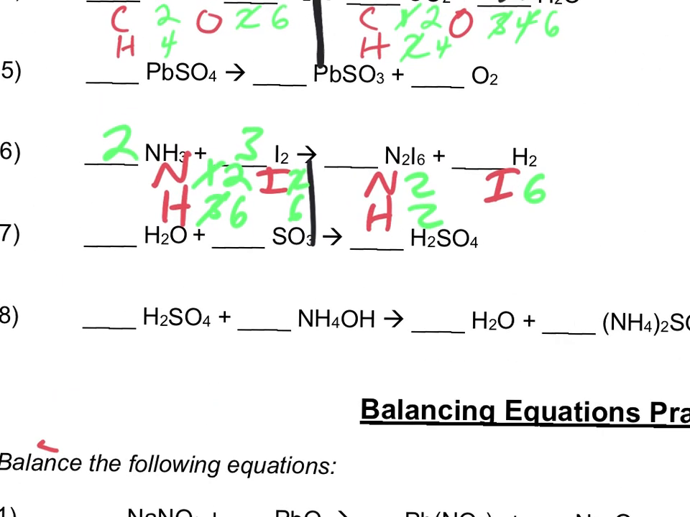I also have, where is it? 6 hydrogens, but I've only got 2 here, so I'm going to multiply this by 3, and now I have 6 hydrogens, and this is balanced. My coefficients are 2, 3, 1, and 3. Remember, you don't actually write the 1.